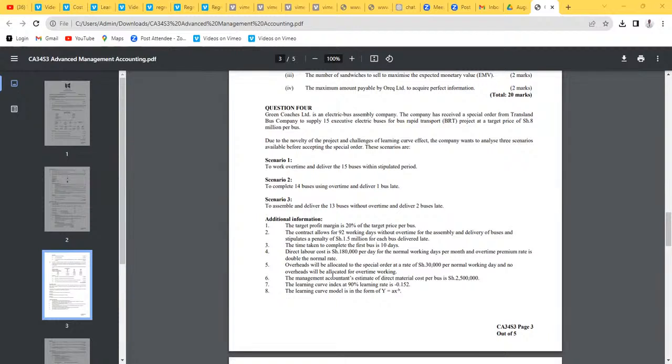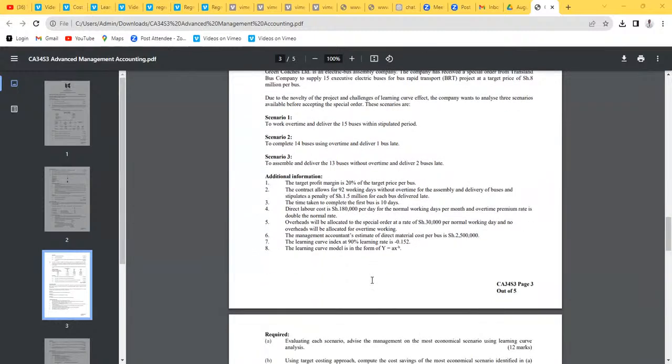That is, learning rate is negative 0.152. I think that figure is now familiar. The learning curve model is in the form of y equals a x raised to power b. If it is raised to power b, then x should be the cumulative, and y should be the average.